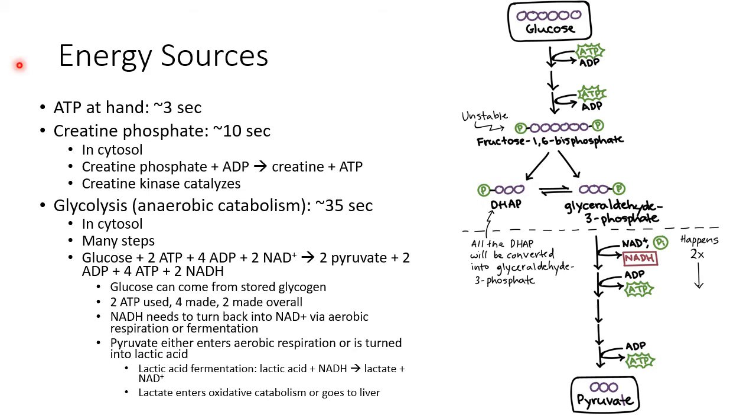So that's another source of ATP. Then after that runs out, the cell will turn to glycolysis, although actually it will just always be doing glycolysis. But glycolysis will give enough ATP to power the muscle contraction for about 35 seconds. Glycolysis is a type of anaerobic catabolism, which means that it's a way of breaking down nutrients to get energy out of them without using oxygen.